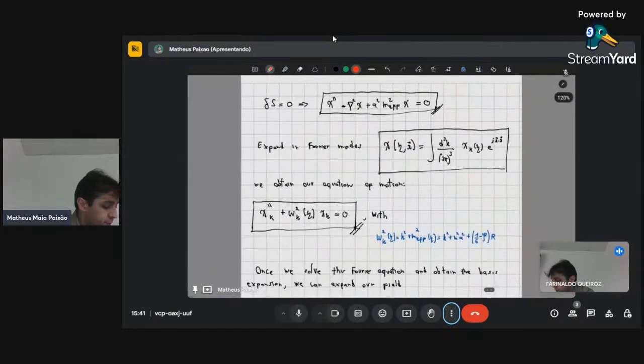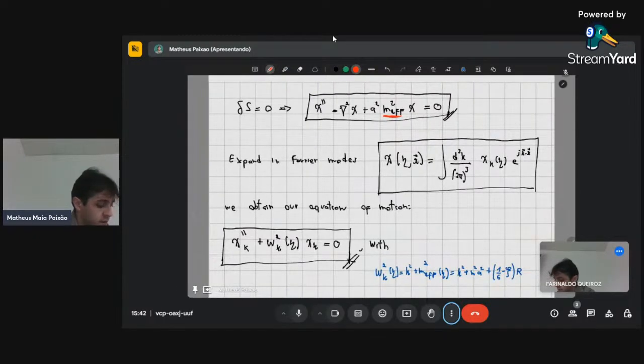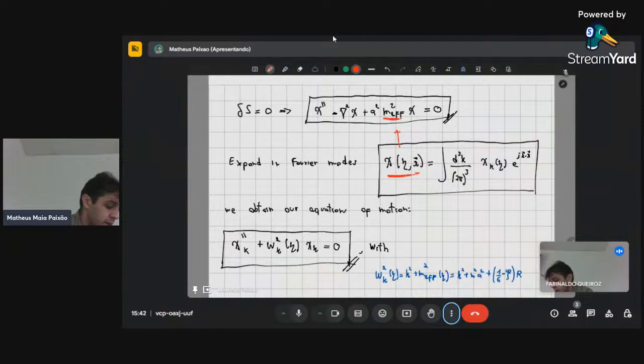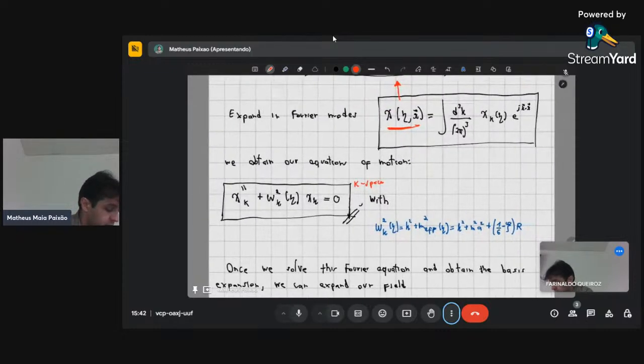So the recipe is the same. We are going to extremize our action and obtain our equations of motion, which are similar to Klein-Gordon equations, but with this effective mass that depends on time. And we will expand the expression in terms of Fourier modes. Once we put this expansion in terms of the Fourier modes in my equations of motion, I will obtain the equations of motion in k space. That is a lot easier to solve than in the original space.